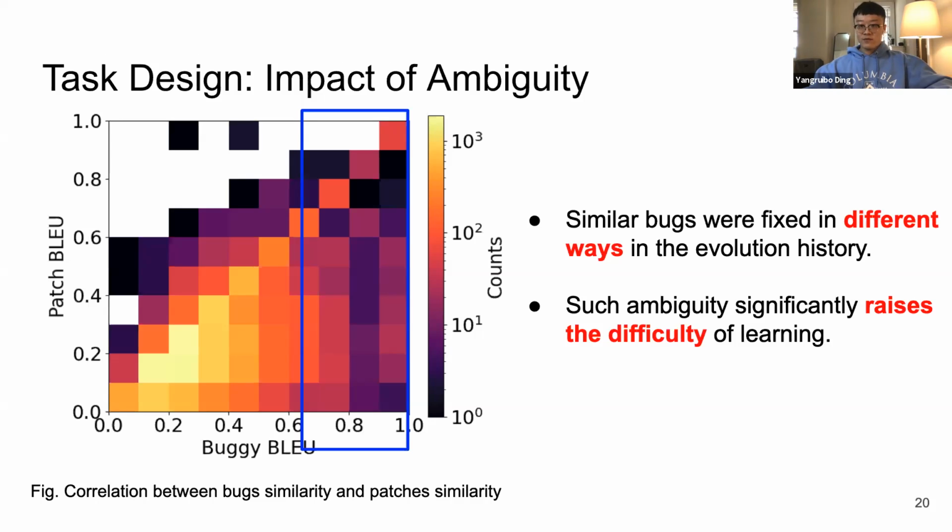This demonstrates that for a given bug, the learned program repair history provides a mixed signal of many candidate repairs with distinct semantics. Theoretically, such ambiguity significantly raises the difficulty of learning.